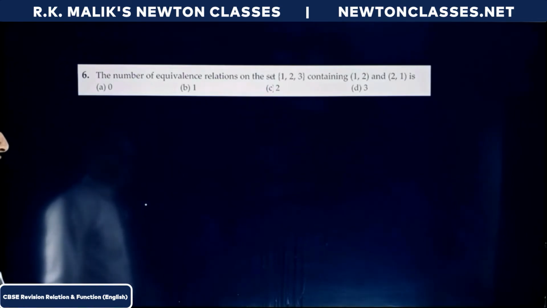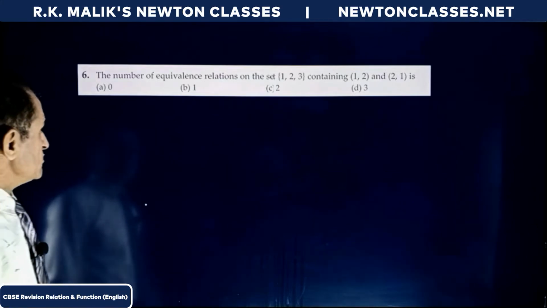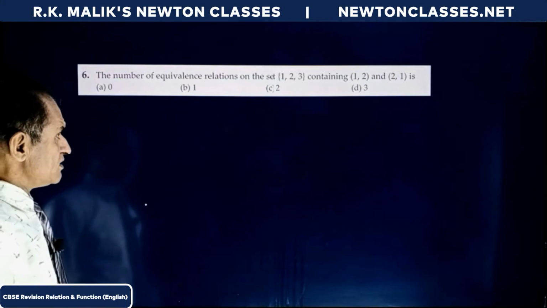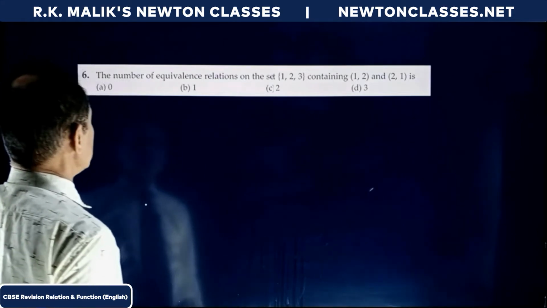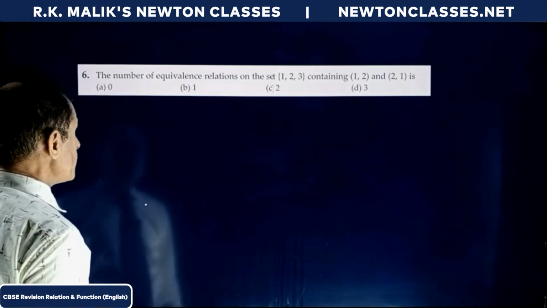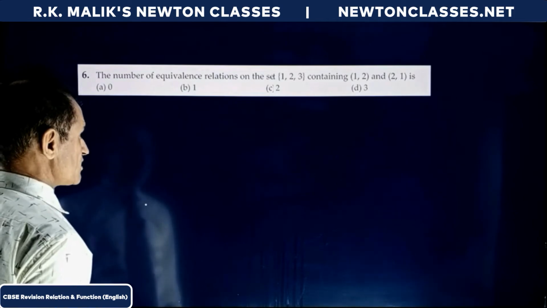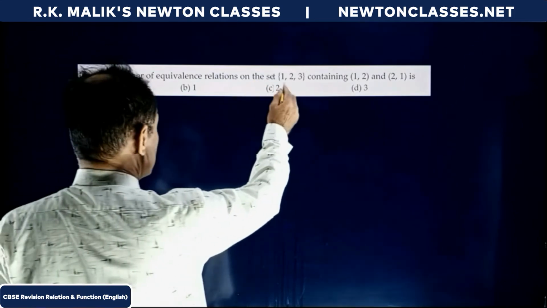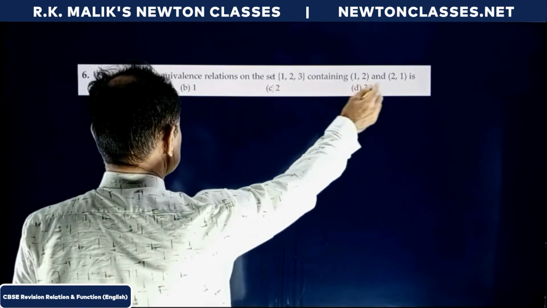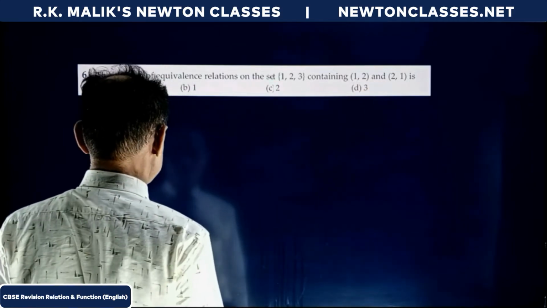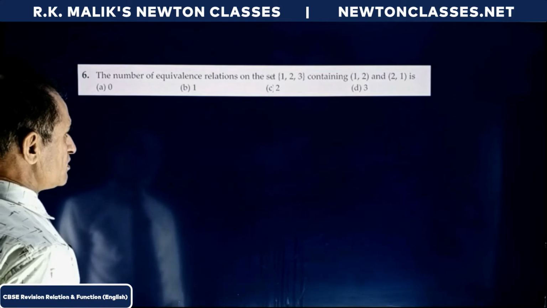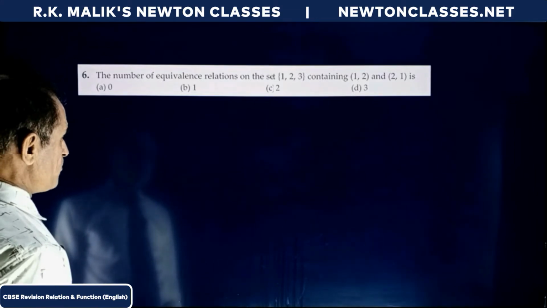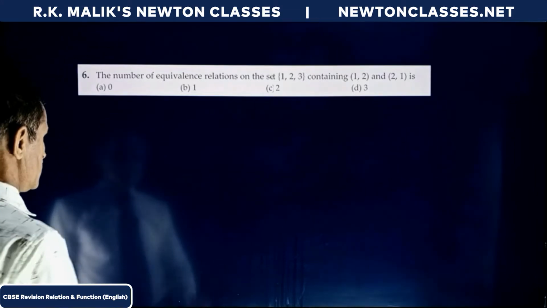This is one more question I have taken from CBSE sample paper. In this question, it is told to us that we have to find the number of equivalence relations on the set {1, 2, 3} containing (1, 2) and (2, 1). For clear understanding, I will discuss this question in complete detail.